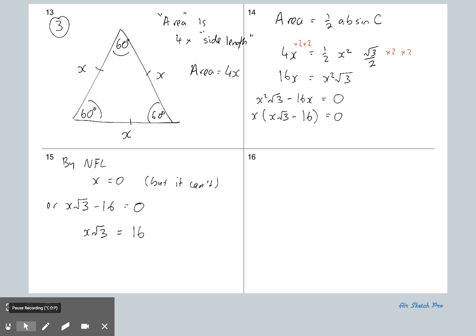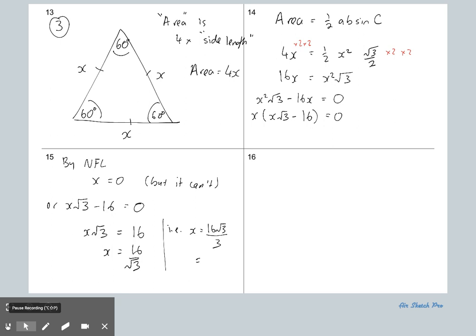x root 3 equals 16. Add 16 to both sides. x equals 16 on root 3. Divide both sides by root 3. Just to keep it onto this one section here, I'll just finish off, i.e. x equals, and hopefully by now you're starting to rationalize in your head. Root 3, multiply top and bottom by root 3, just moves the root 3 to the top, doesn't it? And you've got 3 on the bottom. So 16 root 3 on 3 would be the appropriate answer. No calculator involved. Thank you very much for coming.